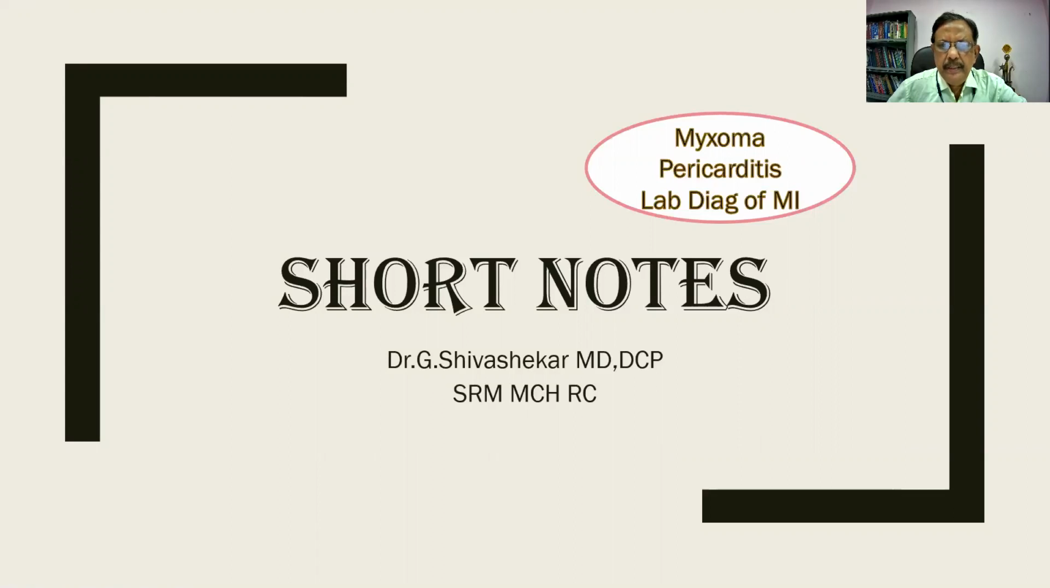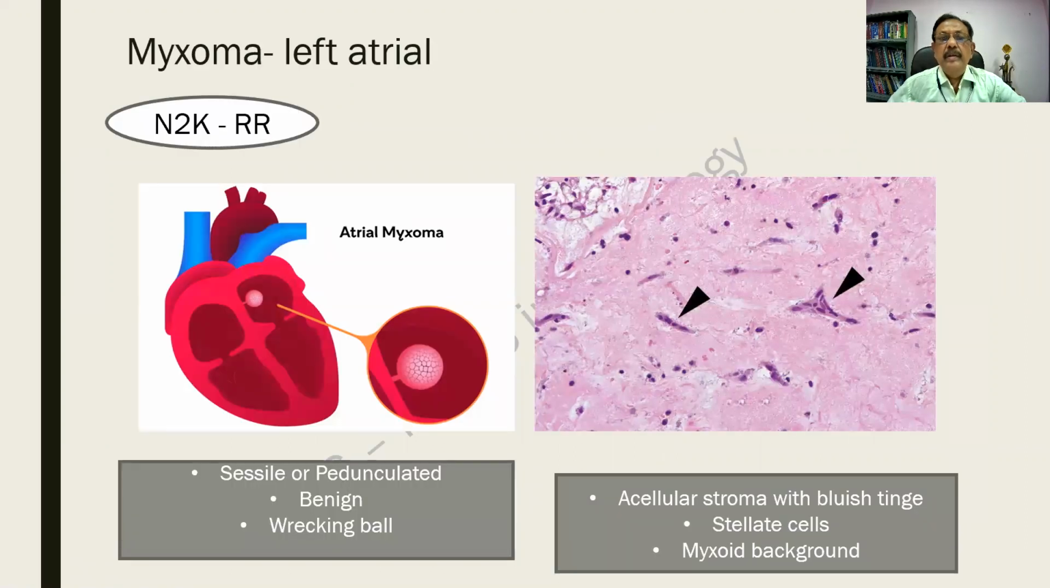Please attend the projections carefully. You may not be having another slide. This is a slide of a myxoma. Myxoma is a benign tumor that is found in the left atrium. It can be found in other tissues such as the peritoneum also.